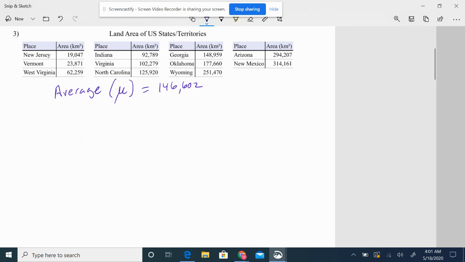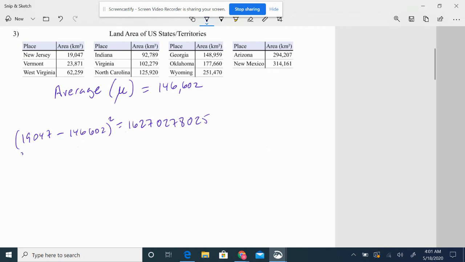So my first number, I'm going to go 19,047 minus 146,602. I get negative 127,555. Square it, and my digits are 16,270,278,025.